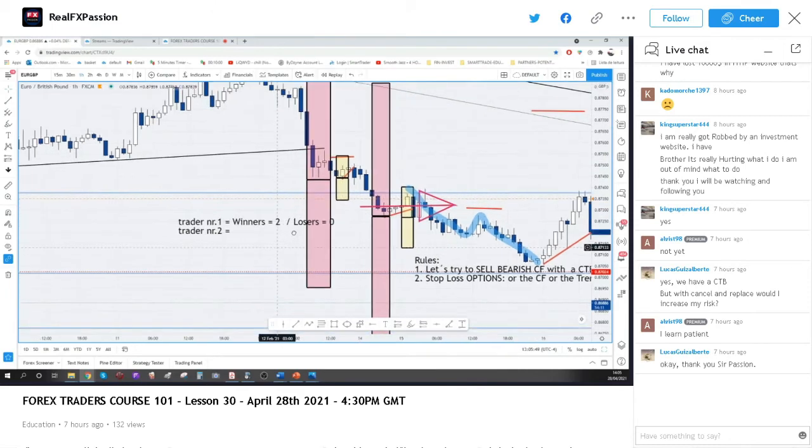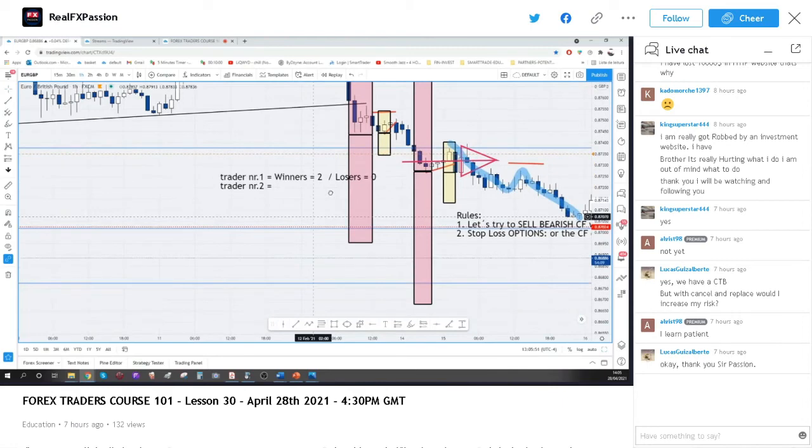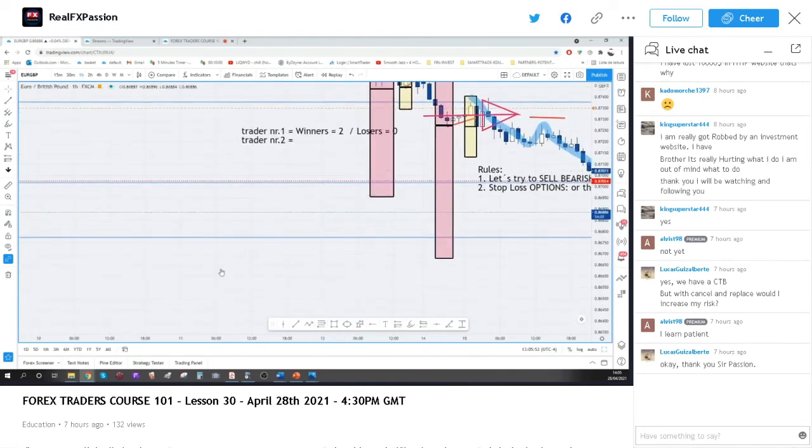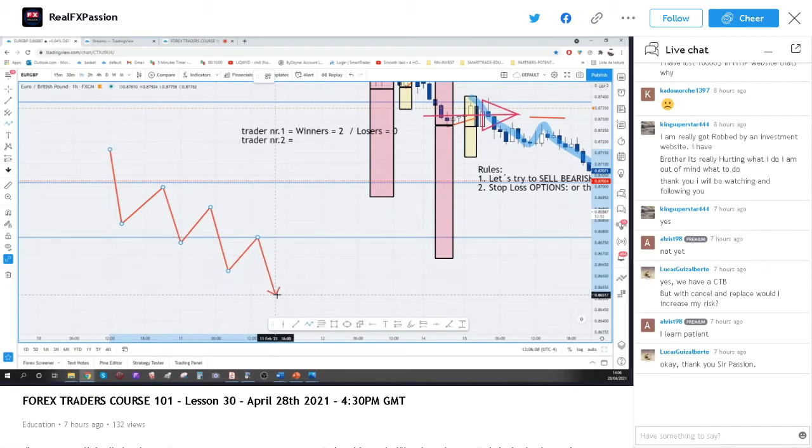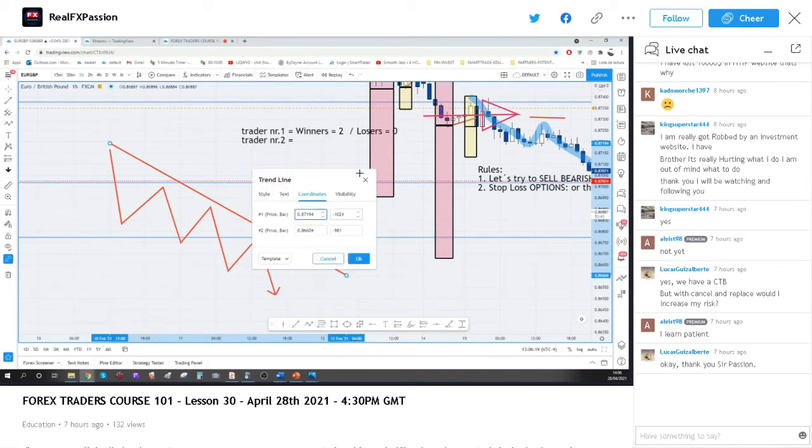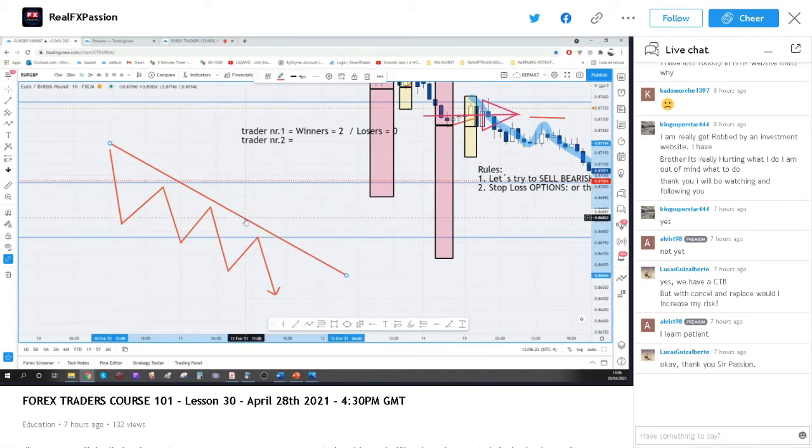Passion, I still don't understand. No problem. What are we talking about here? This is the market, making lower lows, lower highs, lower lows, lower highs, right? And we have a downtrend line that confirms that the market is in a downtrend. Let's go step by step. We are here to help you, everybody.